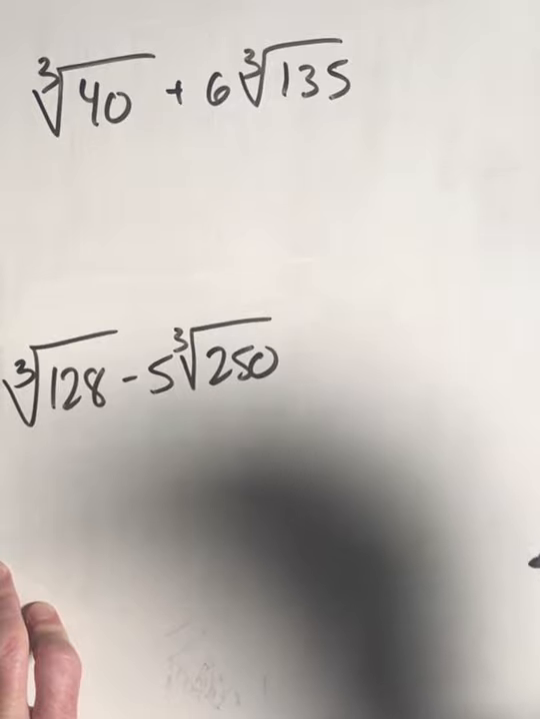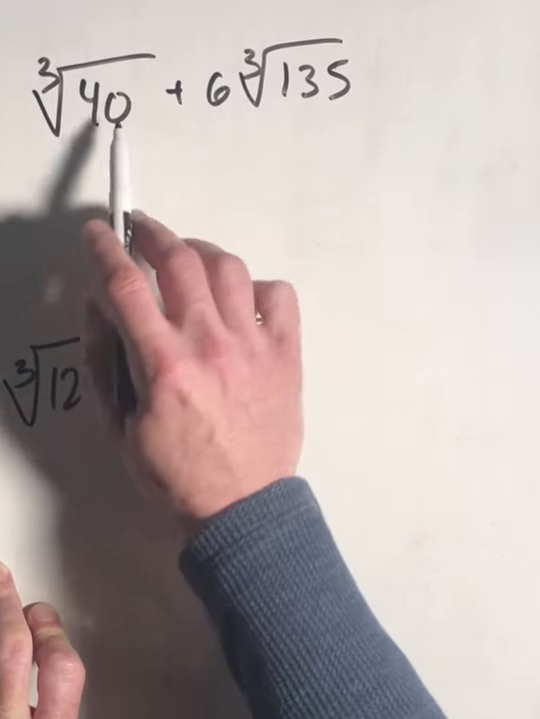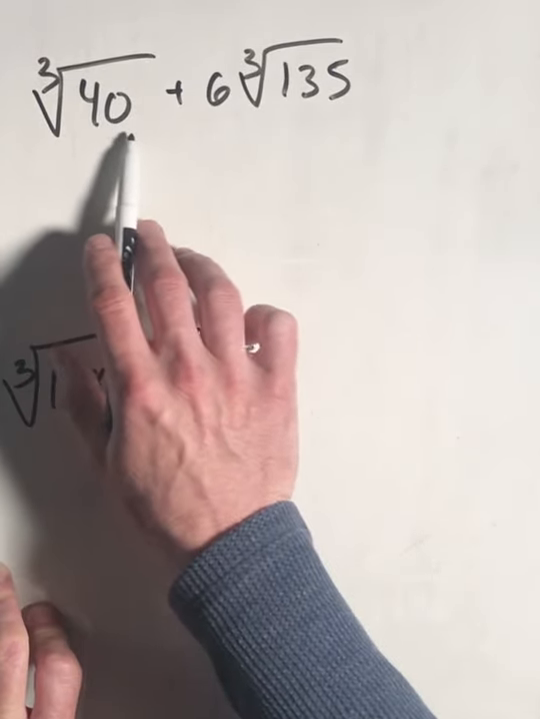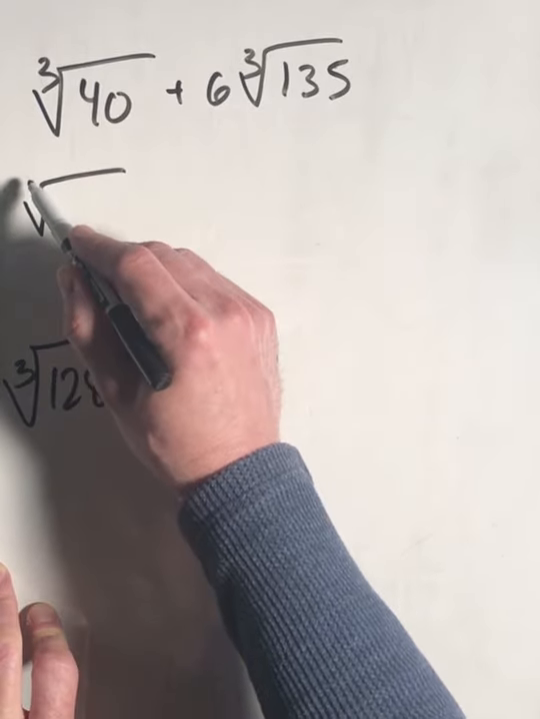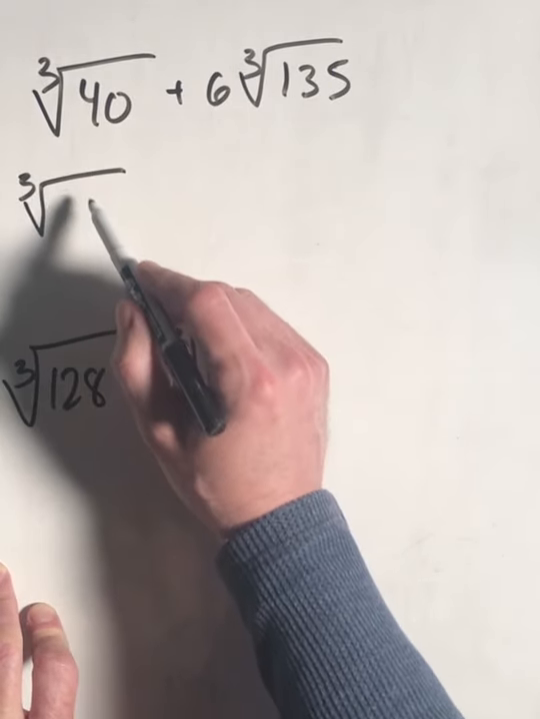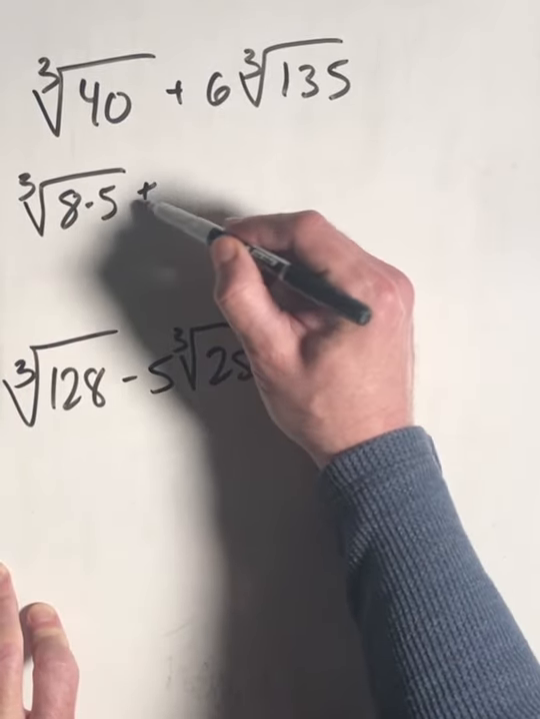8 is a perfect cube, and 8 is a factor of 40. So for me, I started with the smaller of the two numbers and tried to find a perfect cube factor of it. So I'm going to re-express the cube root of 40 as a cube root of 8 times 5.